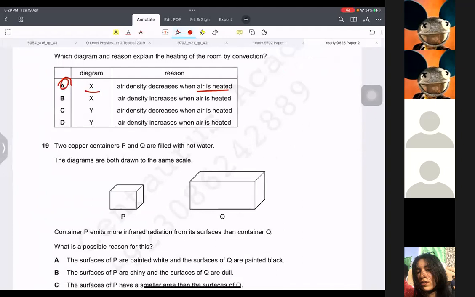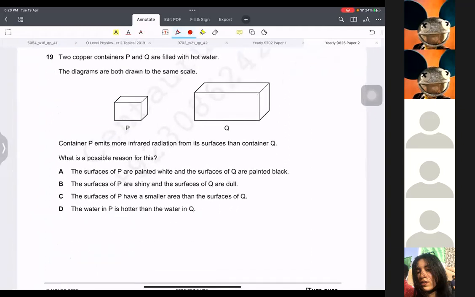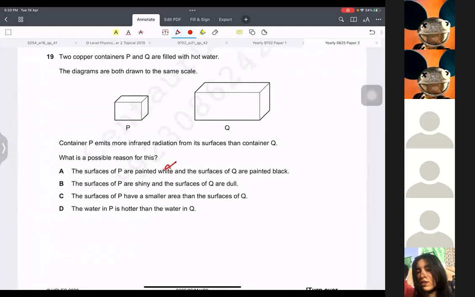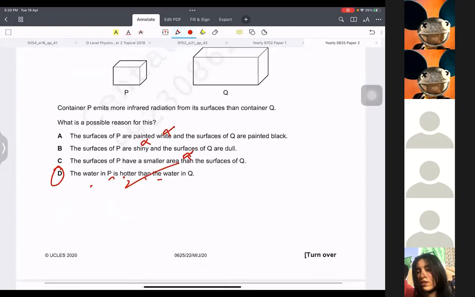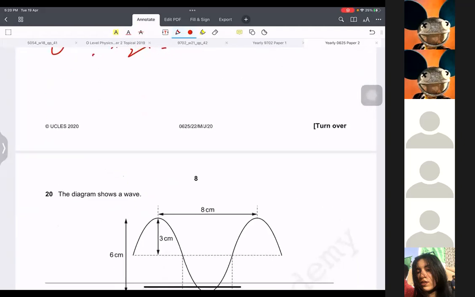Okay, then two copper containers P and Q are filled with hot water, as shown in the diagram. Container P emits more infrared radiation from its surface than container Q. What is the possible reason for this? Because surface P is painted white. That is wrong. Surface P is shiny. That is wrong. Surface P is smaller in area. That might be true, might not be true, but doesn't make sense to me. Water in P is hotter than Q. That is only correct if that's the case. All others are wrong. That's why I had to choose the last one. It is not necessarily the best answer.